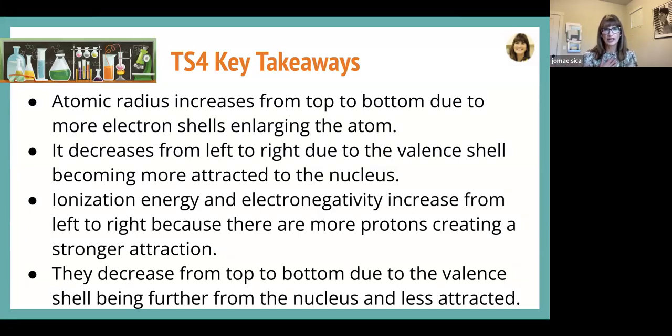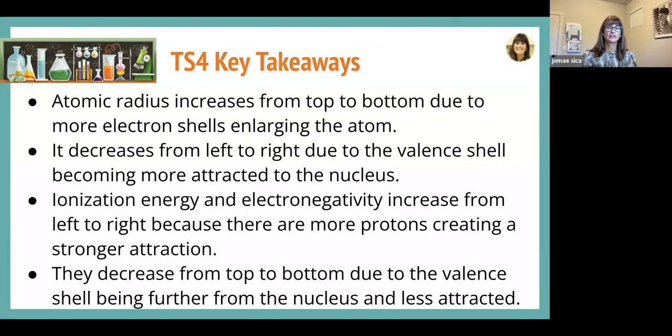Then we have ionization energy and electronegativity. Those track together, and so they definitely increase from left to right. And again, it goes back to atomic radius. There's more protons in the nucleus, right? That creates a stronger attraction, and that is going to allow non-metals to more easily attract more electrons to their outer shell, or if they're metals, it's going to allow them to more easily give away those electrons to create a full outer shell.